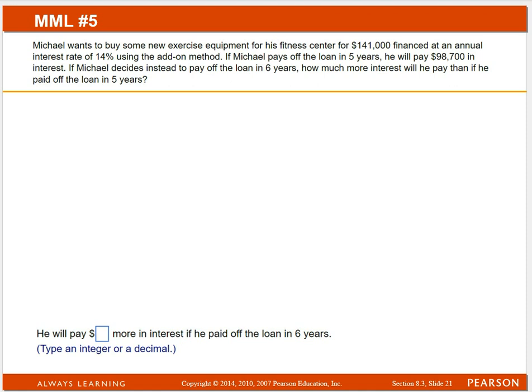All right, number 5. Once again, it says using the add-on method. Michael wants to buy some new exercise equipment for his fitness center for $141,000 financed. That is your P. At an interest rate of 14%. That's your R.